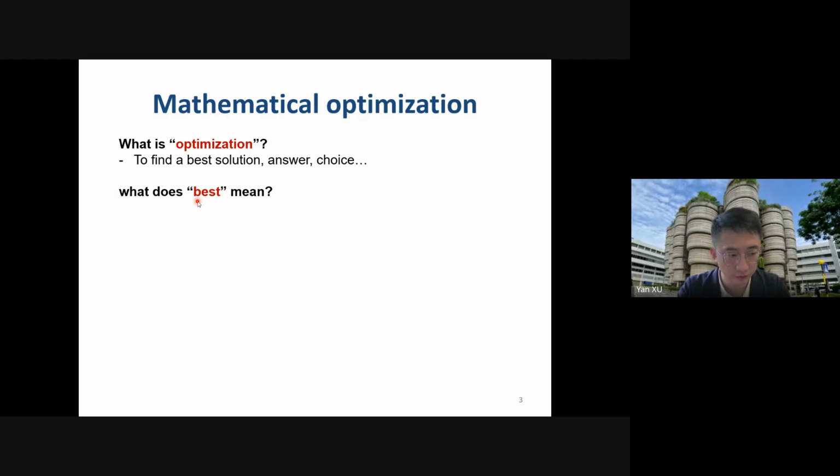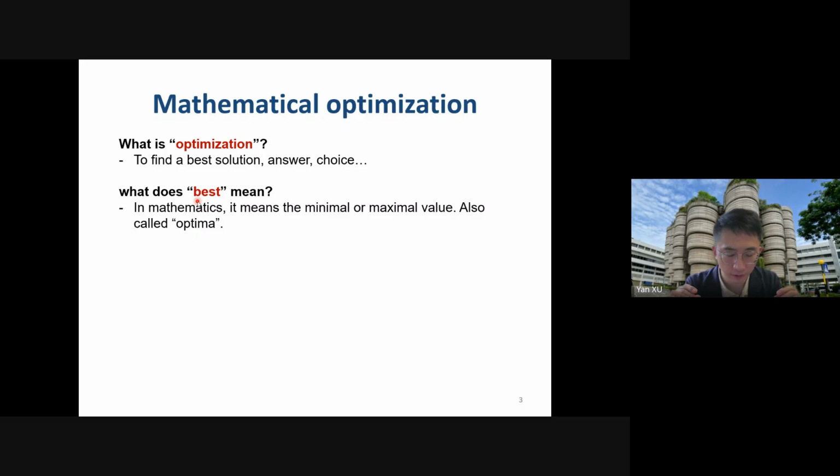Now the next question is, how do you define the best? Okay, different people may have different preferences and different criteria. So how can we define the best? Now, in mathematical context, the best means the minimal or the maximum value of an objective function. So first of all, we need to have an objective, right? For example, our objective is to find the best course to study. Okay, we want to find the best clothes to wear today, right? So we have to define such an objective.